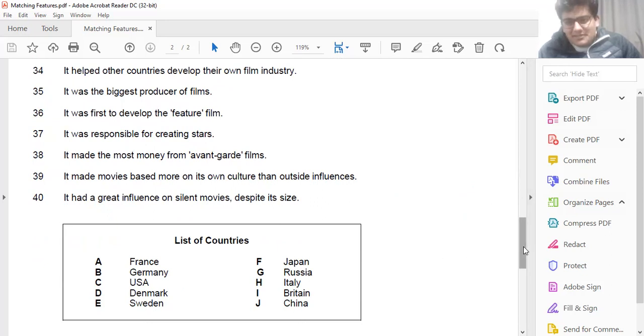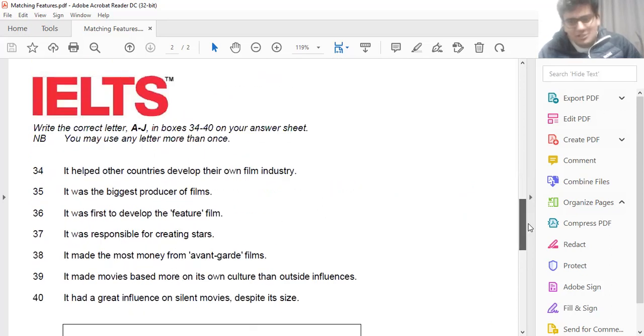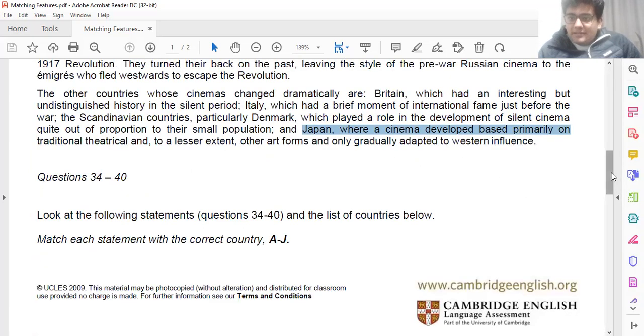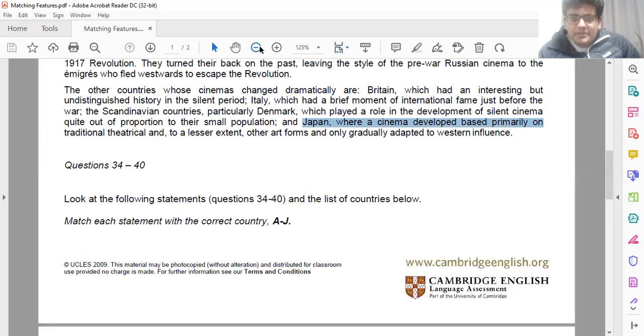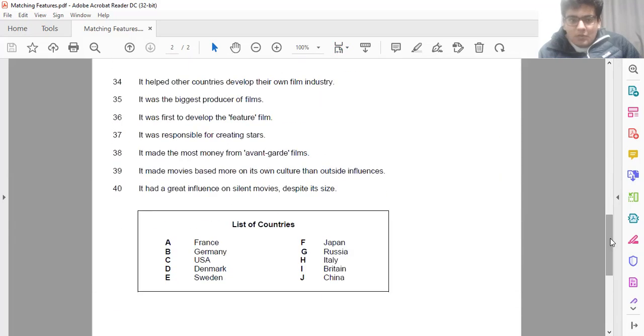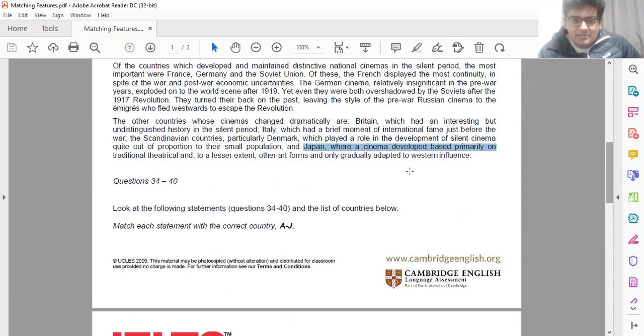Okay, last but not the least, 40. It had a great influence on silent movies despite its size. Let's go for this now. Sorry for that. Let's zoom it out a bit. I guess much better now. What's the keyword over here? Silent movies. Let's go up and look for the concept of silent. Denmark, which played a role in the development of silent cinema.